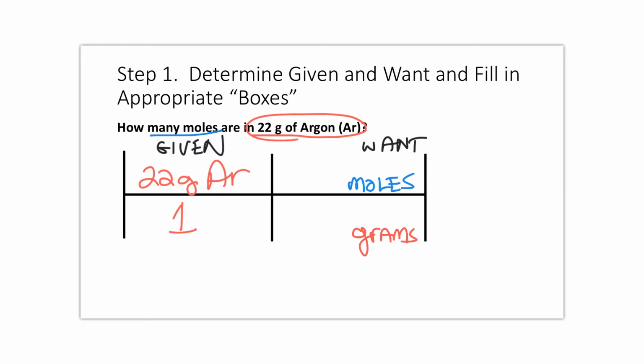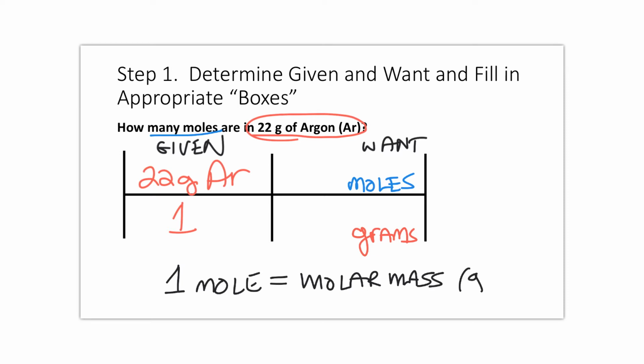So remember back to the thing I said, that 1 mole equals the molar mass in grams. So when we do that, what are we going to get? We need to look up the number for argon for molar mass, and we'll do that on the next page.